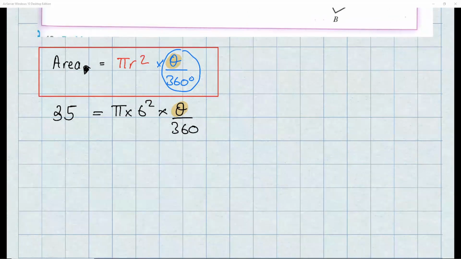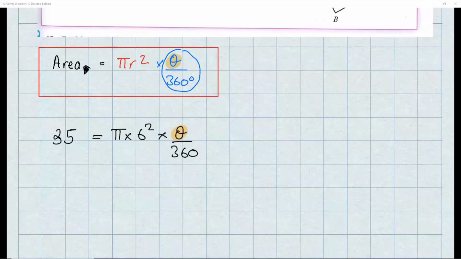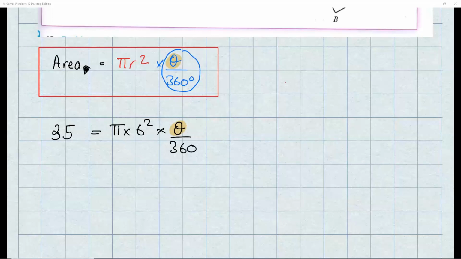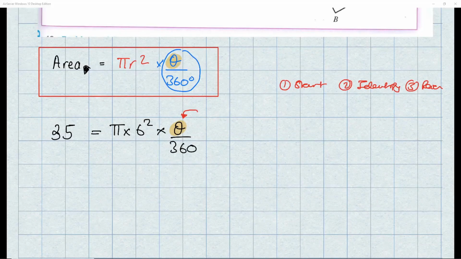You have to rearrange the equation. Sounds like a good idea. Sounds like a plan to me. So when we rearrange the equation, we have a technique called start, identify, actions, and reverse. When you start at theta, we have to identify what's actually happening. Which is the first action that theta has been acted on by? Divided by 360. Fantastic. And the second action? Multiplied by pi r squared. Lovely. So you've identified the first and second action, which I'll label as first and second.